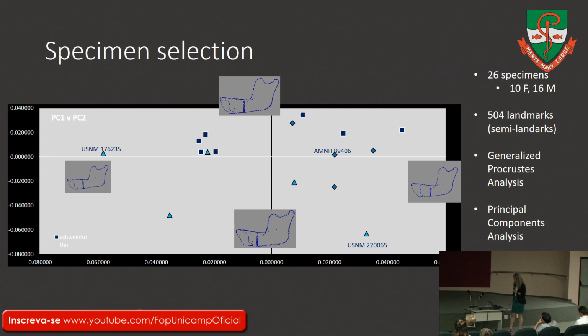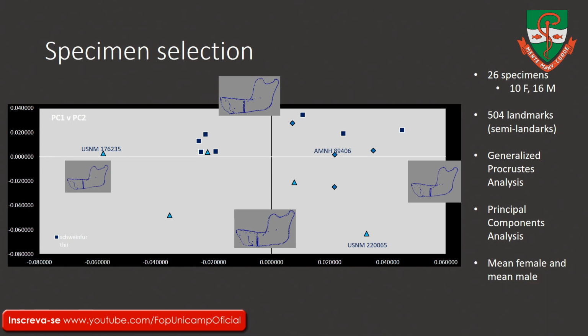So for our specimen selection, the selection was based on work done by my colleague, Chris Robinson. 504 landmarks and semi-landmarks were digitized on surfaces derived from CT scans of 26 chimpanzee specimens. We have 16 males and 10 females. The sample includes specimens from 3 subspecies of chimp: Pan troglodytes troglodytes, Pan troglodytes verus, and Pan troglodytes schweinfurthii.